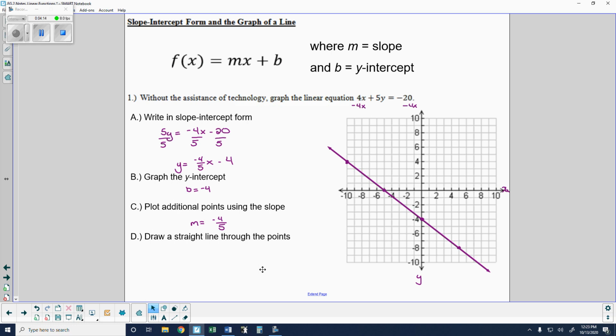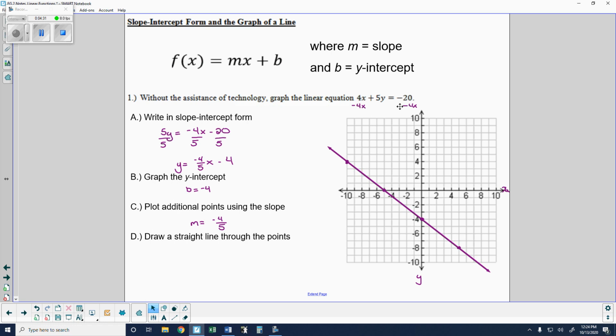But if you graph 2 points, technically you have enough because remember from geometry, through any 2 points, there's exactly one line. So if you get 2 points and you draw your straight line, there you have the graph of a line in slope-intercept form. So you may remember this from Algebra 1. You did plenty of this graphing technique in Algebra 1.